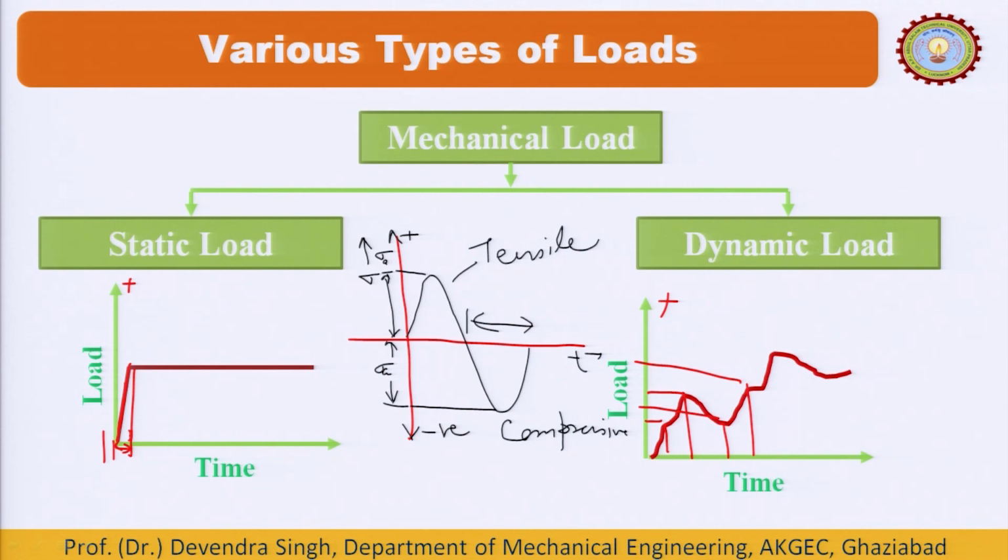A static load has a constant value with respect to time, except for some time, that is the pickup time of the load. When you place a weight on a weighing scale, the time in which it is placed on the scale and gives its effect is the pickup time, and then it will be constant. That is static load. And if there is any kind of variation, whether in magnitude or in direction with respect to time, that is called the dynamic load.